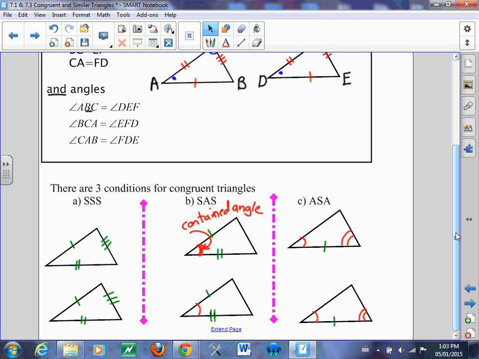Okay? And the other one is, folks, angle, side, angle. Because if 2 angles are the same, guess what? So must the third one. All right. So those are the conditions. Okay? Let's take a look at similar triangles and see how they differ from congruent.